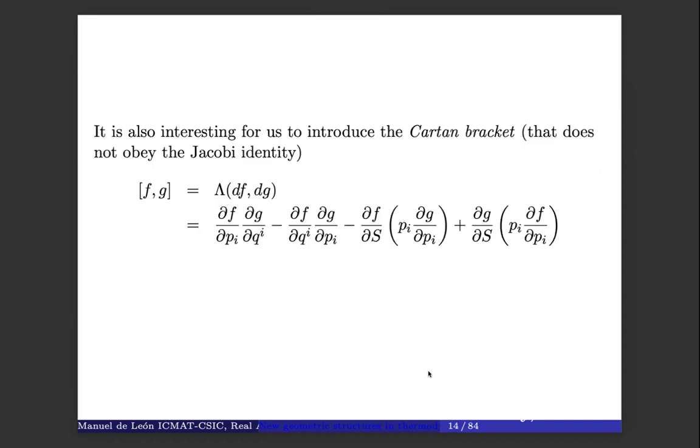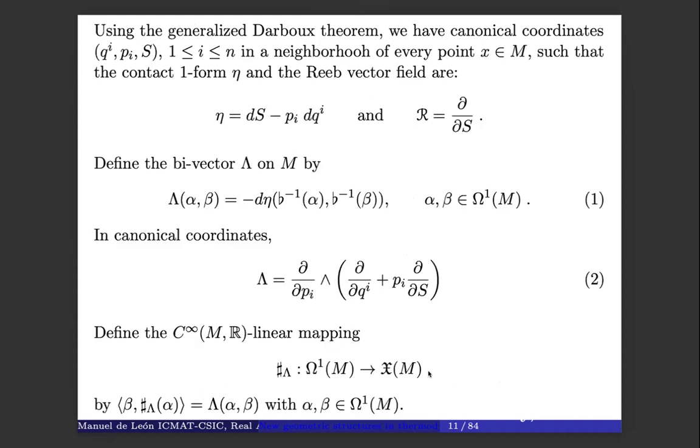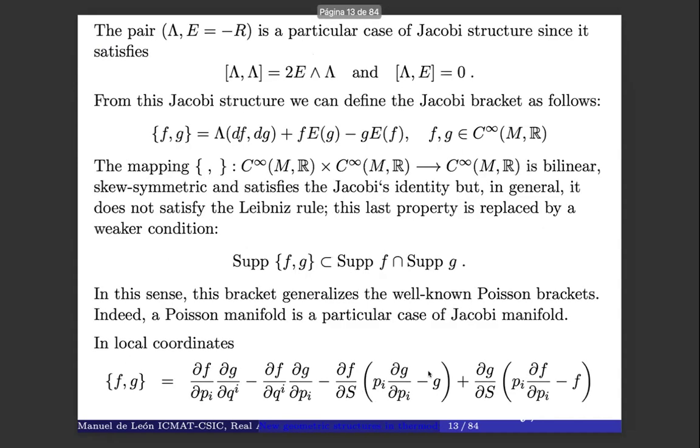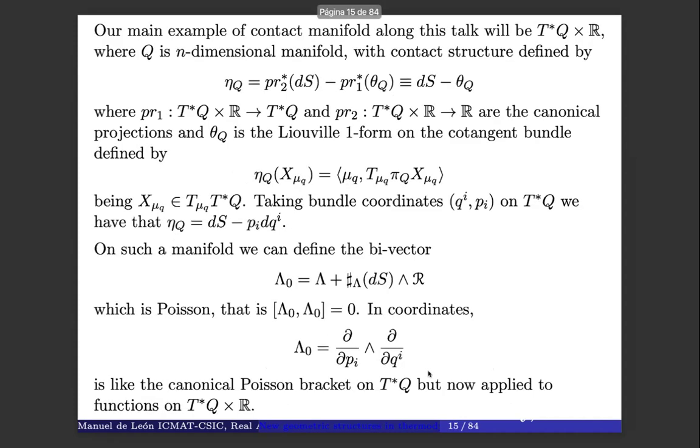And we can introduce another bracket. This Lambda is just the part defined by the differential of eta. You will remember this here. This Lambda is just the differential of eta with a minus sign, but strictly these two tensors. And so this is the expression of this bracket. We call it the Cartan bracket. This bracket does not satisfy the Jacobi identity.